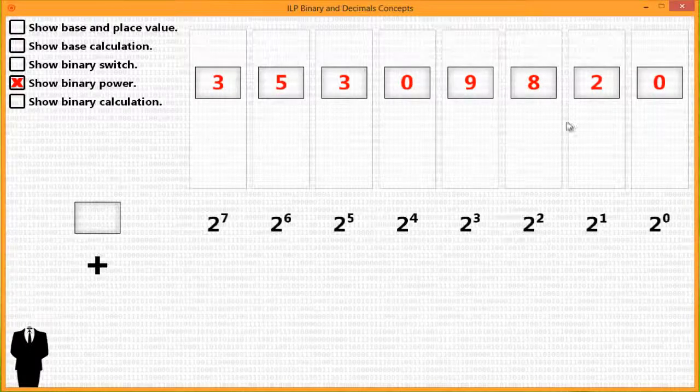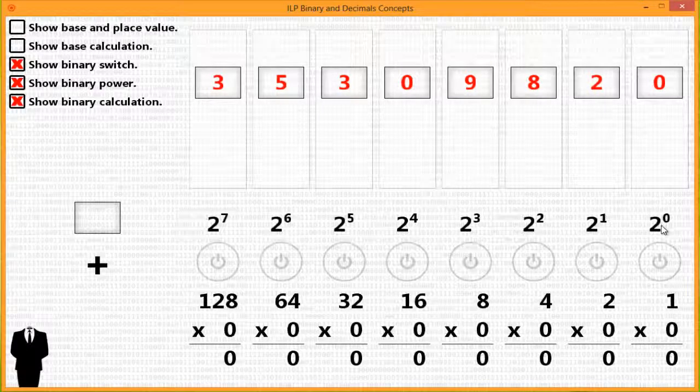And like the decimal system, it also has a place value. And the place value is represented by the power. 2 to the 0 power is 1, 2 to the 1 power is 2, 2 to the 2 power is 4, and so forth until you have 2 to the 7 power is 128.